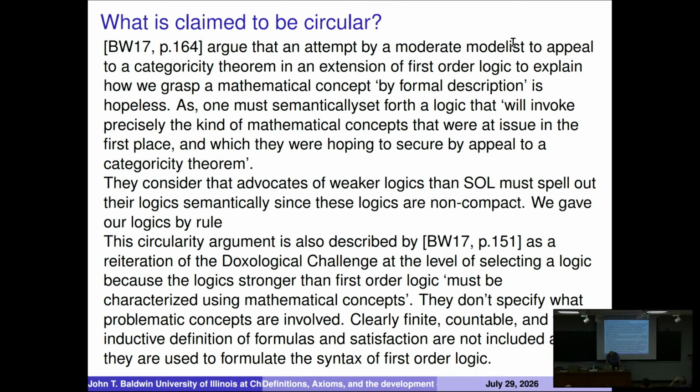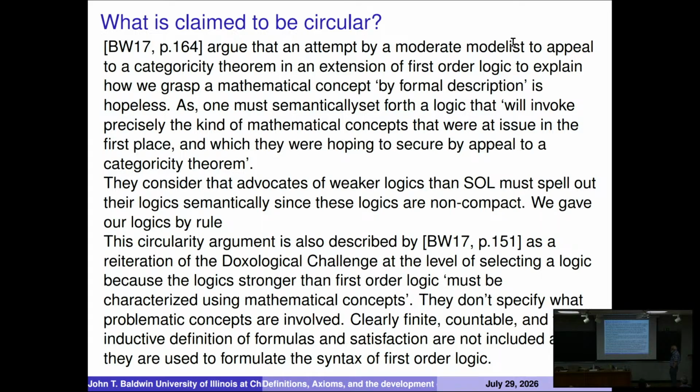All right, and now the last part of this will be against the circularity argument. And so let me begin by clarifying what the circularity argument is. And what is it that they say is circular? Button and Walsh argue that an attempt by a moderate monist to appeal to a categoricity theorem for an extension of first-order logic, to explain how we grasp a mathematical concept by formal description, is hopeless, as one must semantically set forth a logic that will invoke precisely the kind of mathematical concepts that were at issue in the first place, and which they were hoping to secure by an appeal to a categoricity theorem.